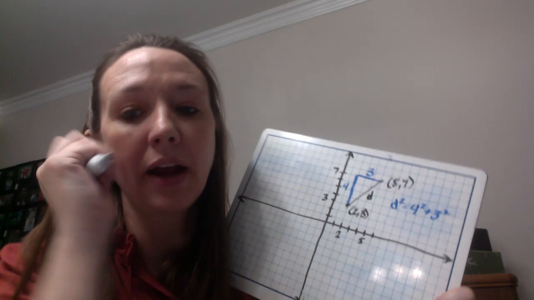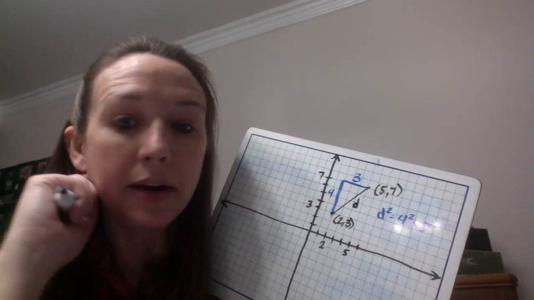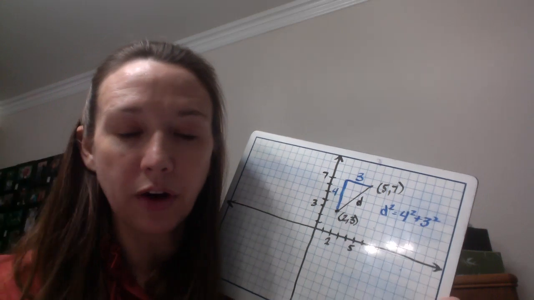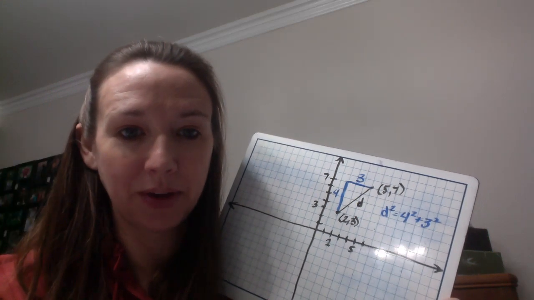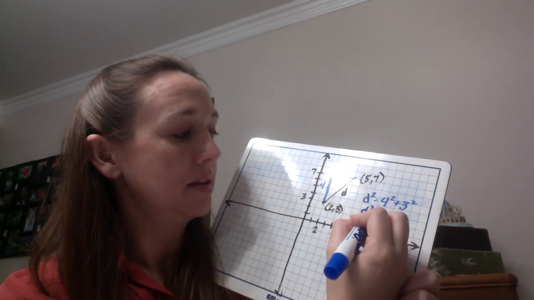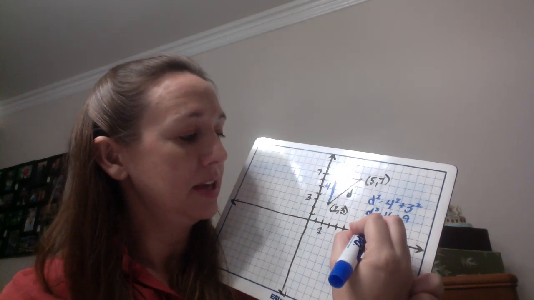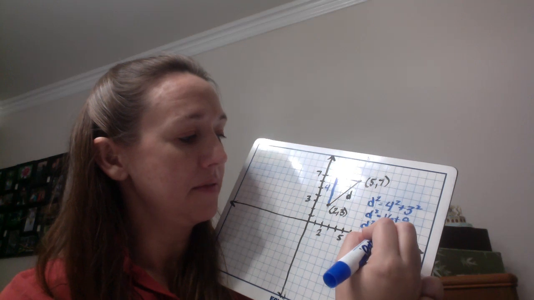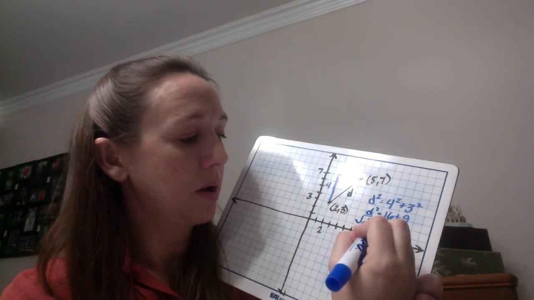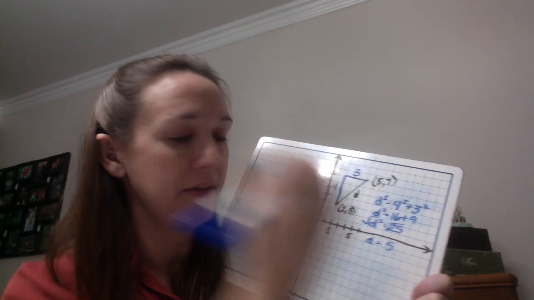That's just the Pythagorean theorem. The legs squared add up to equal the hypotenuse squared. So far, are we okay? I hope. Okay, so I'm going to finish this. I have d squared equals 16 plus 9. I have d squared equals 25. Then I take the square root of both sides, and I get d equals 5.